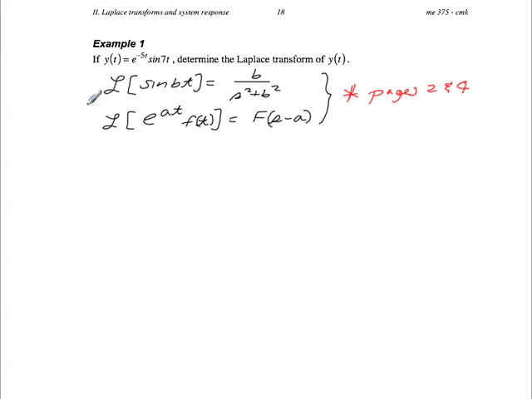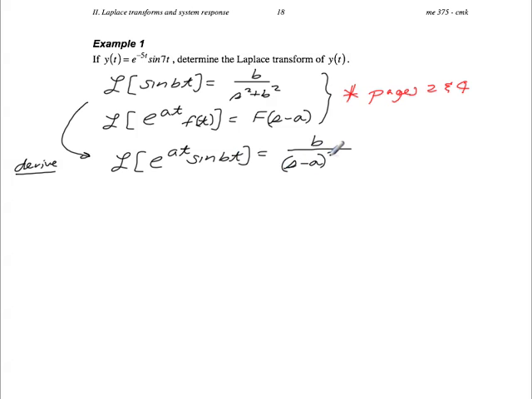So what this says is that with these two ideas we can derive the important result, which is easier, I think, than trying to remember its form, that the Laplace transform of e^(at) sine bt is equal to the Laplace transform of sine with the s variable shifted by a. So this is b divided by (s minus a) squared plus b squared.